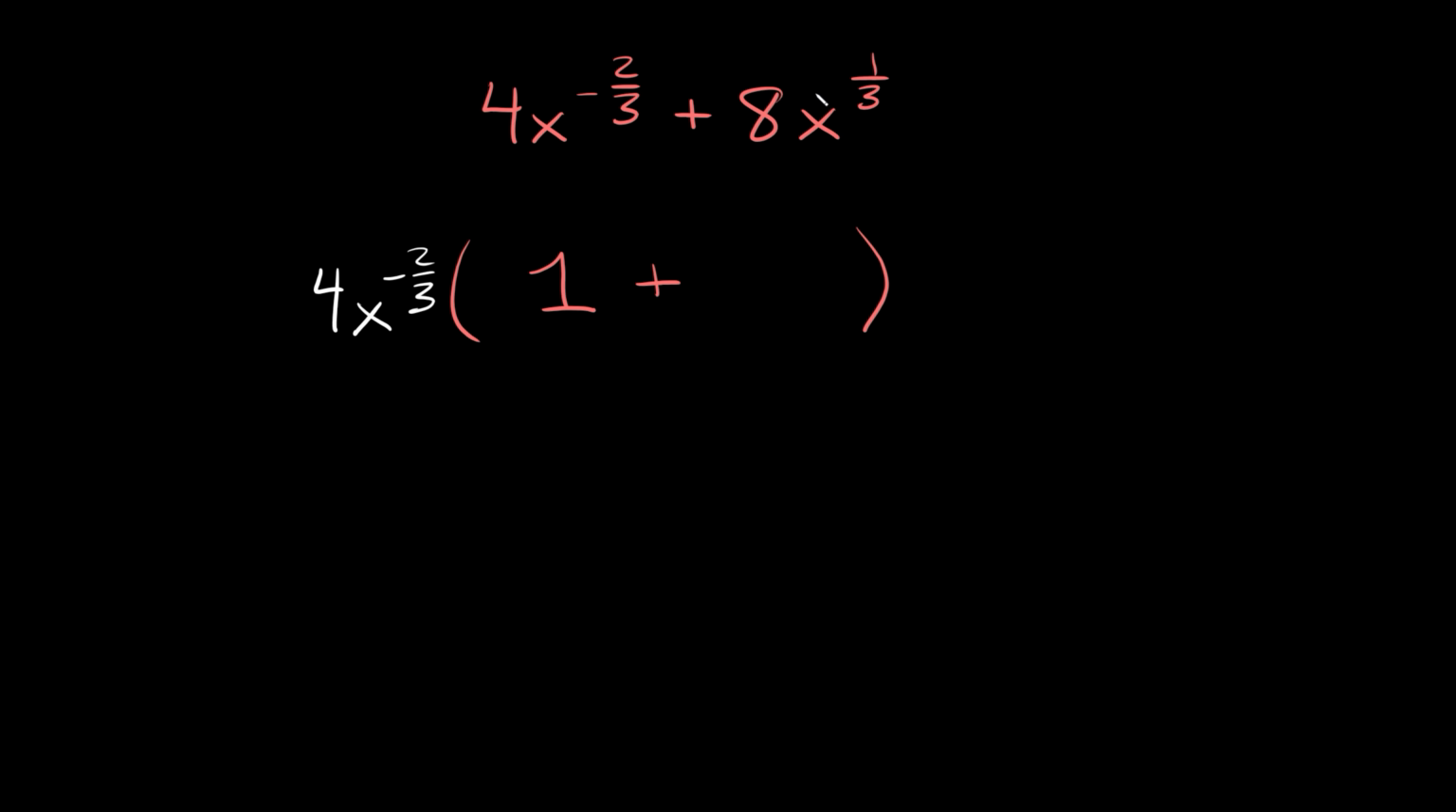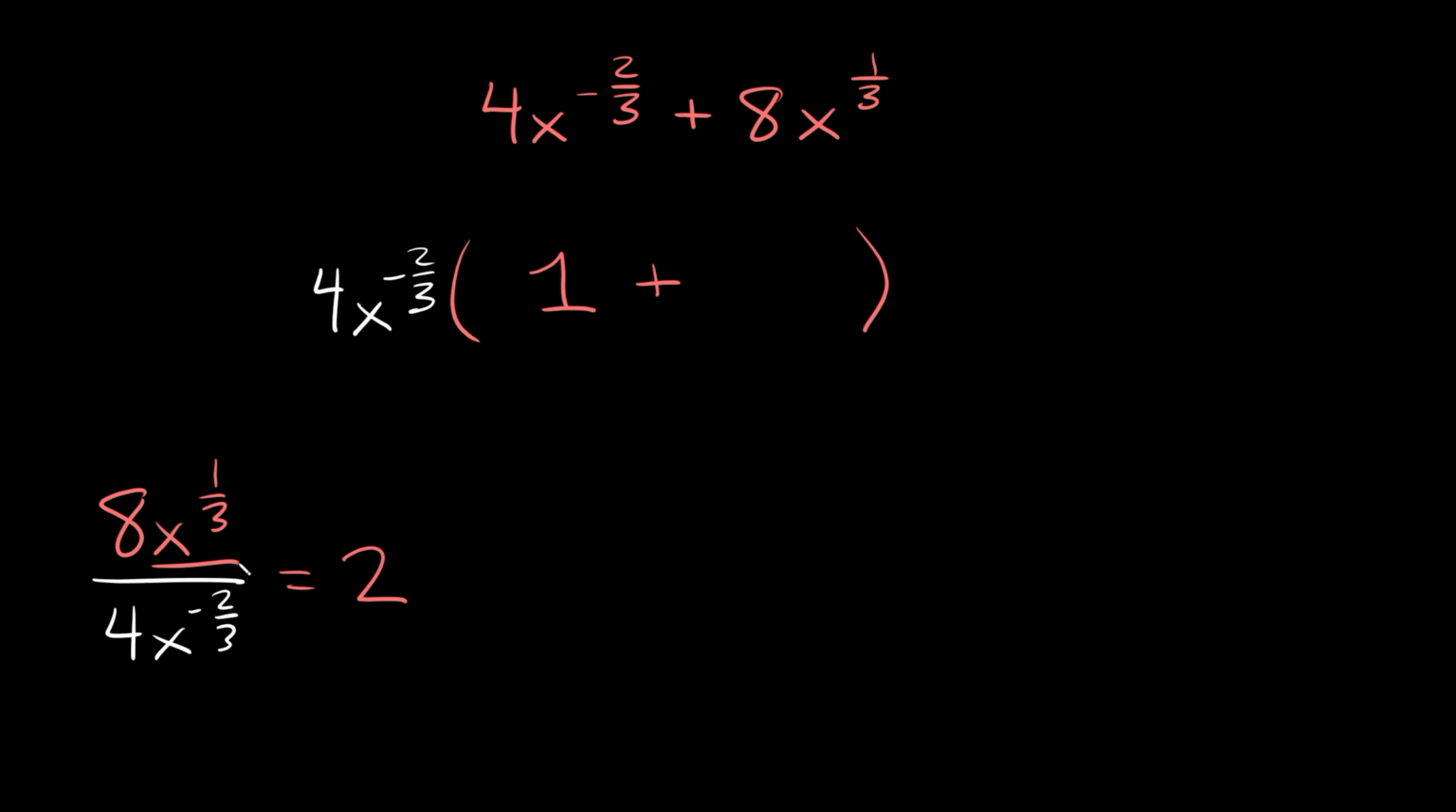So now we're going to figure out this one, right? So 8x raised to the 1/3, and we're going to divide it by what we factored out, so 4x raised to the -2/3. All right, so first of all, 8 divided by 4 is equal to 2. So our leading coefficient is going to be a 2.